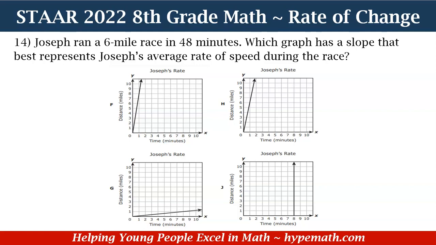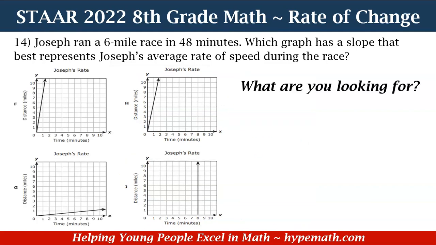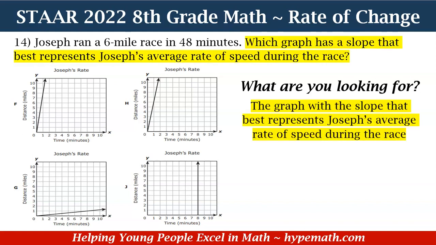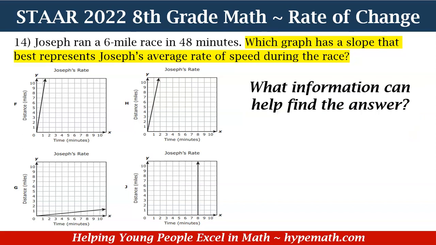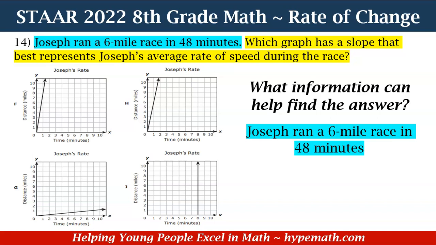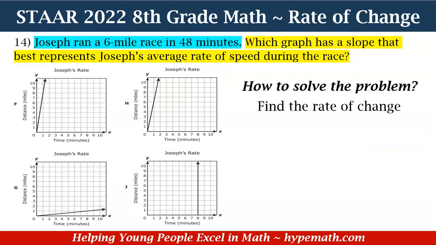Okay? In order to solve this problem, the first thing we're going to ask ourselves is, what are we looking for? We are looking for the graph with the slope that best represents Joseph's average rate of speed during the race. Now that we know what we're looking for, our next question is, well, what information can help find the answer? And the information that can help find the answer is that Joseph ran a 6-mile race in 48 minutes. Now that we know that, how are we going to solve the problem?